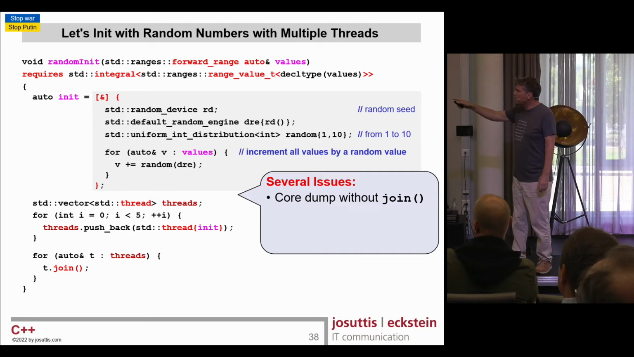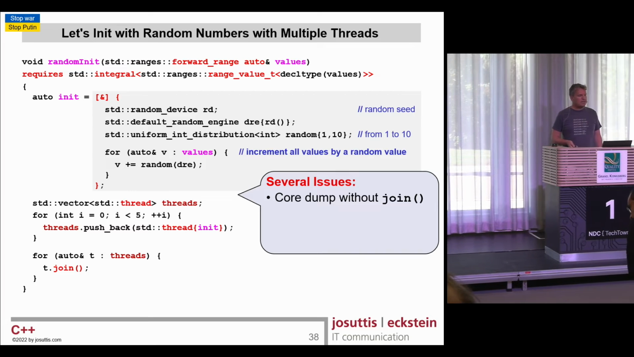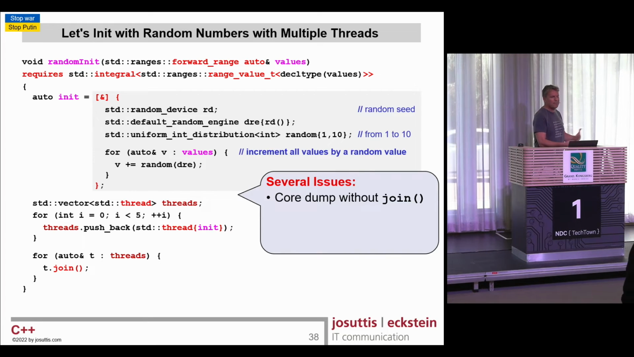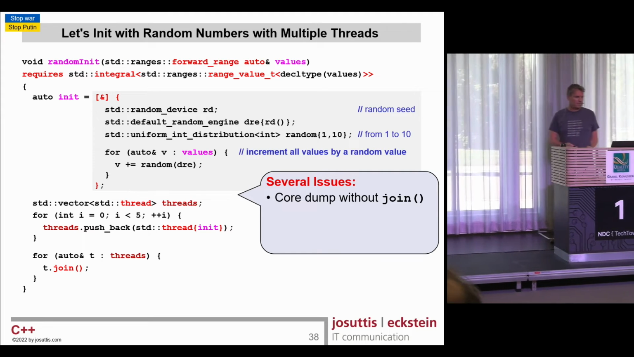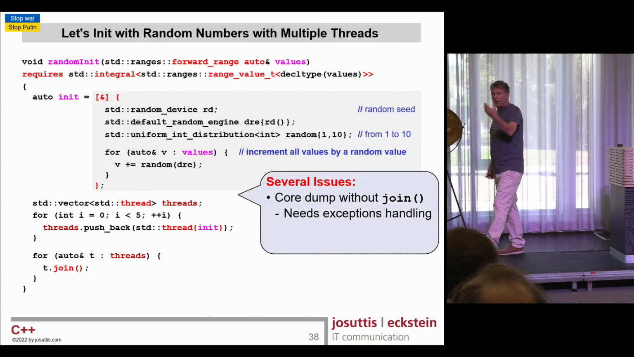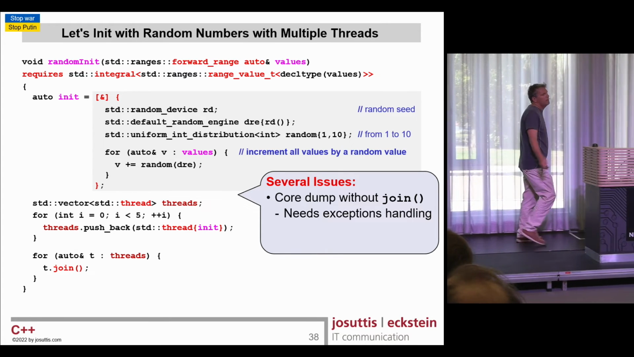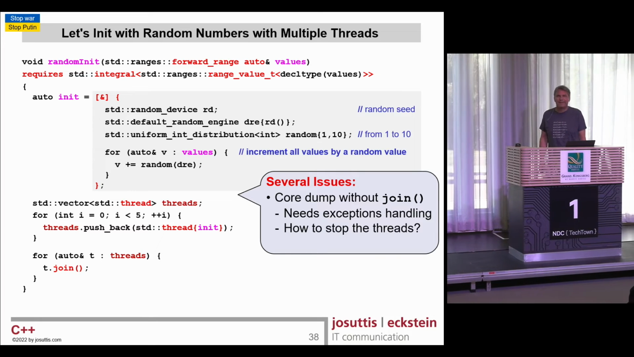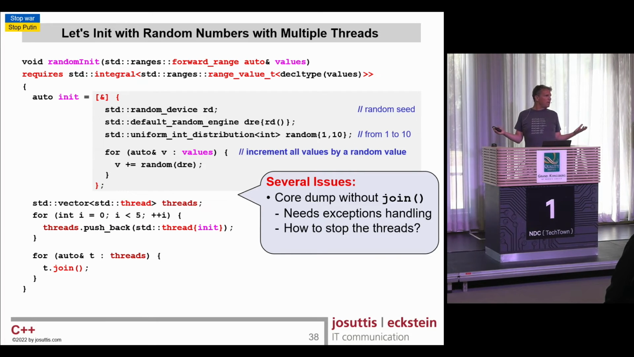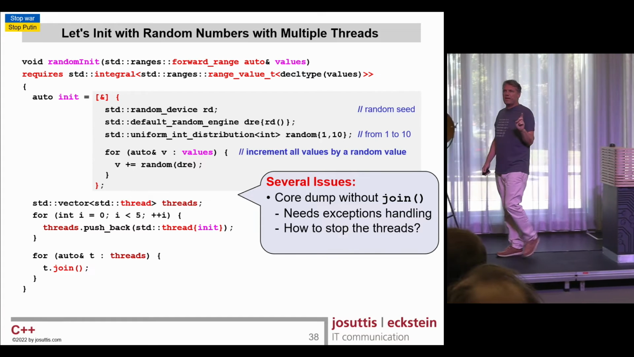So this code is still broken for a couple of reasons. One is, if there's an exception in the middle, we will not come to the point where we call join for each thread. So this will have a core dump. Then it might be better, if there is an exception, to be able to stop all these threads. Maybe they run a long time. And then, of course, the worst thing is concurrent writes. We have multiple threads that modify the same elements in the vector. Don't do that. So let's fix this all.